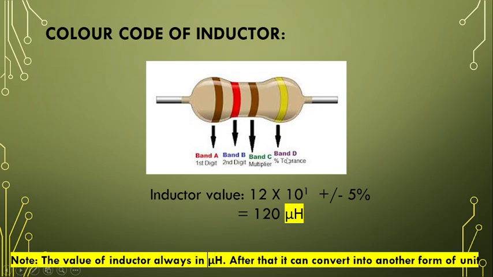The inductor value is always in microhenry, where the resistance is always ohm, capacitor is always picofarad, and inductor is always microhenry. So 1 as it is, 2 as it is, into 10 power 1 plus minus 5%, it becomes 120 microhenry. So note the value of inductor is always in microhenry. After that it can be converted into another unit.